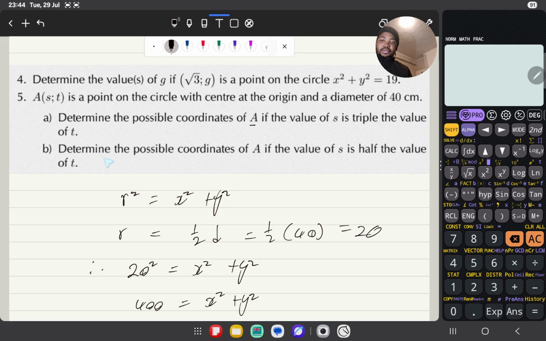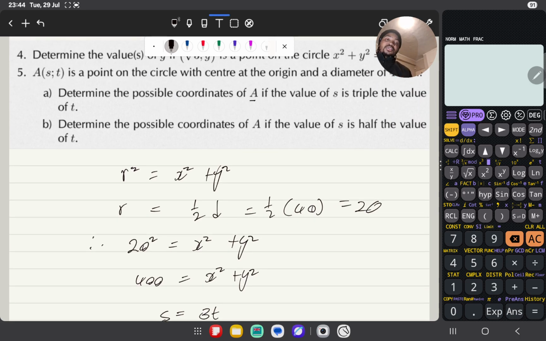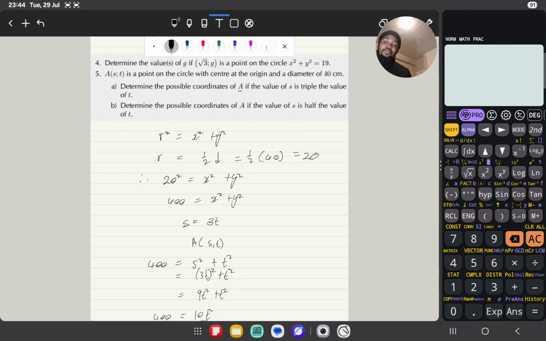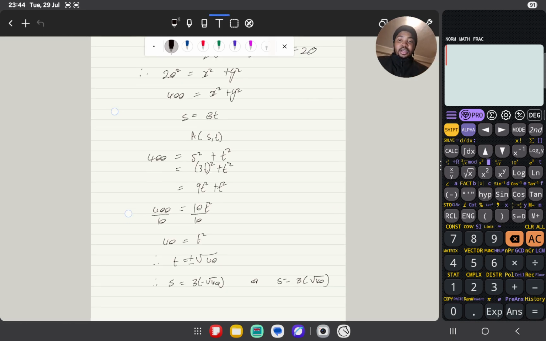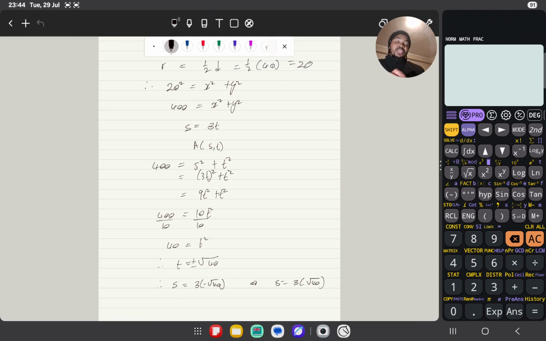Yeah, and then they say determine the possible coordinates of A if the value of S is half the value of T. So this one you will answer using the same ideas, the same way we did number A. Cool. So let me end the video here. I don't want to make it long. We'll have more examples of these in both the last and the second last video. See you guys.